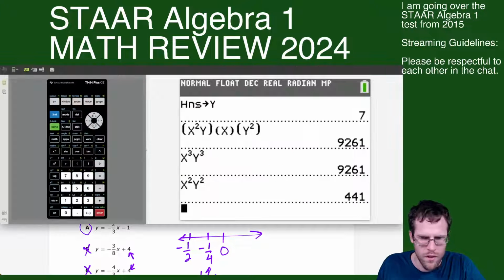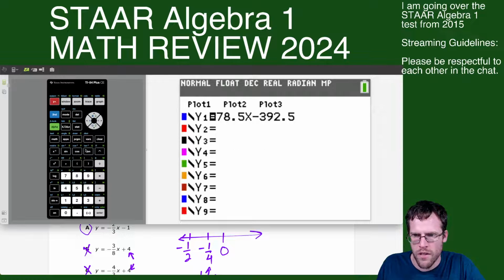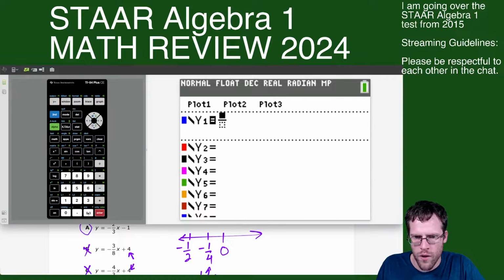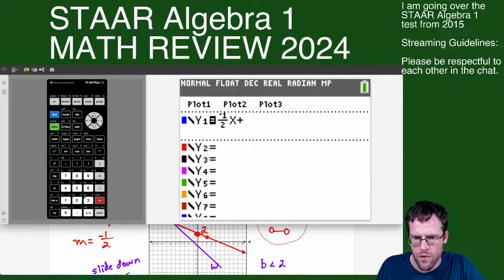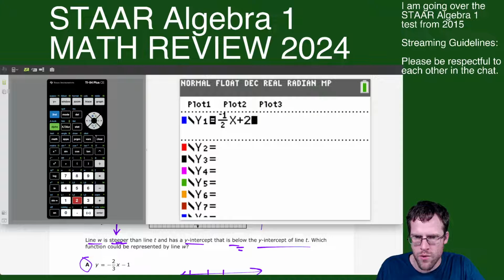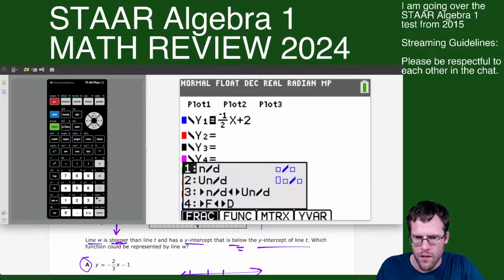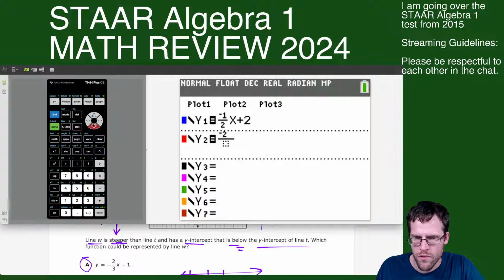So for this one, what I would do is type in the equation of the line. We have a slope of negative half. So alpha y equals, enter. Negative 1/2 x was the slope, or negative half was the slope, x, and then the y-intercept was 2. So that's the first line. And then if we look at choice A, see we get negative 2/3 times x, and then minus 1.